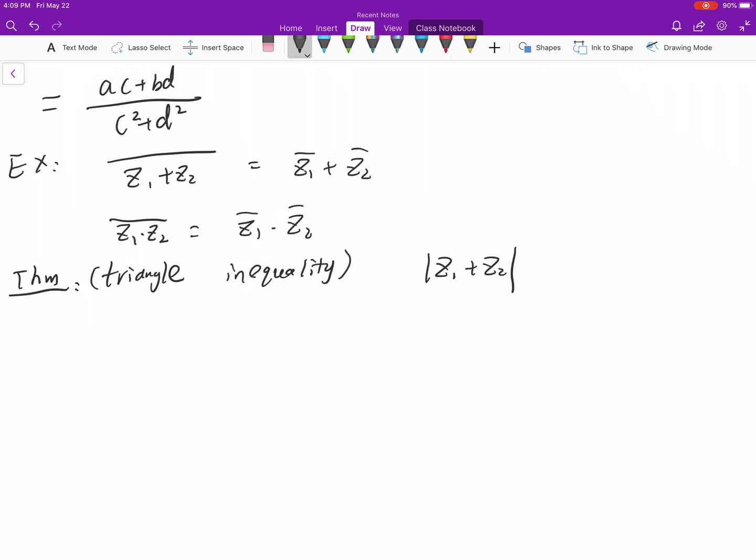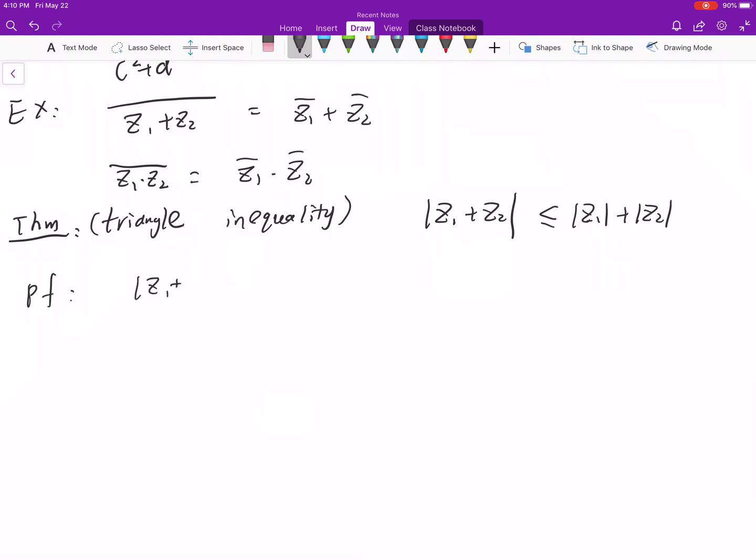The norm of the sum of two complex numbers is less than or equal to the sum of the norms of the complex numbers. So we give a short proof here. To prove this inequality, it suffices to show that the following inequality is true. This is the square of the original inequality.